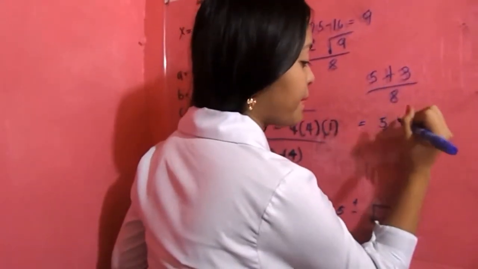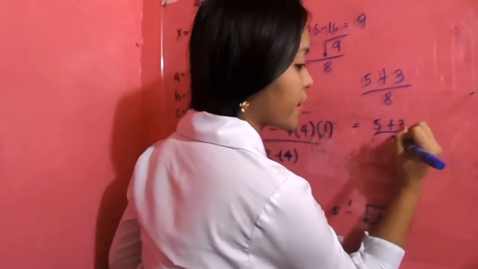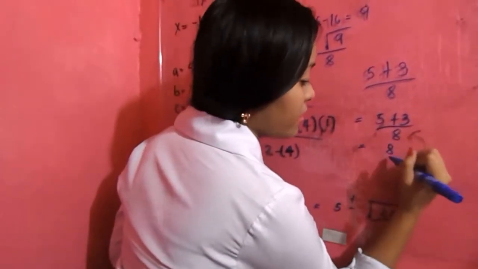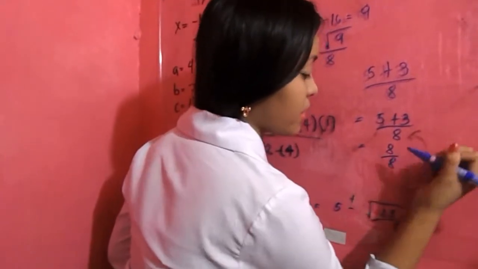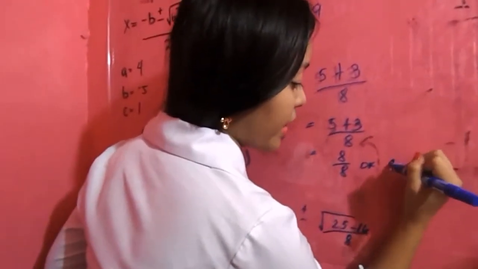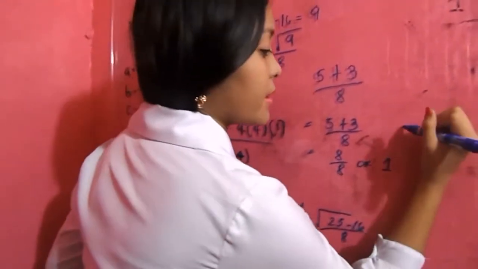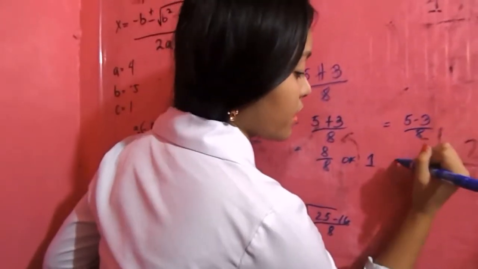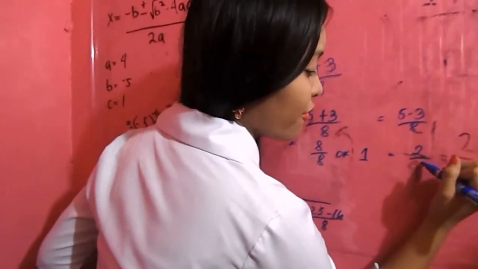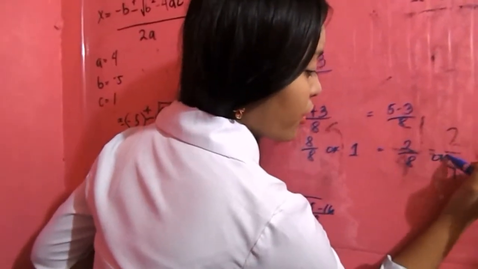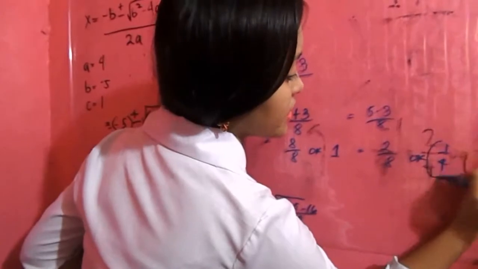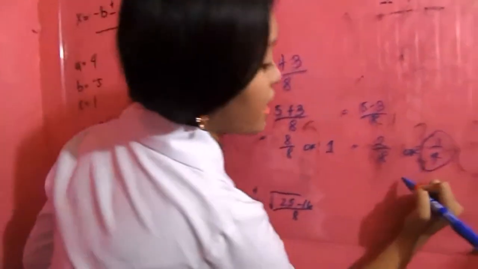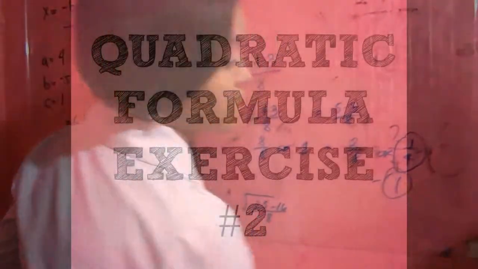5 plus 3 over 8 equals 8 over 8, or 1. 5 minus 3 over 8 equals 2 over 8, or 1/4. This is the answer to exercise 1.